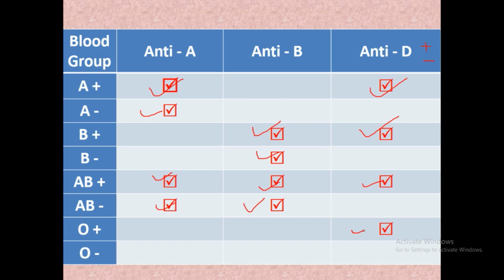And if a person has blood group O negative, we do not find agglutination in anti-A, anti-B or anti-D solution, because the O negative blood group does not have any type of antigens, neither A antigen nor B antigen, and not even the Rh antigen. So we will not find any agglutination in anti-A, anti-B or anti-D solution in a person with O negative blood group.